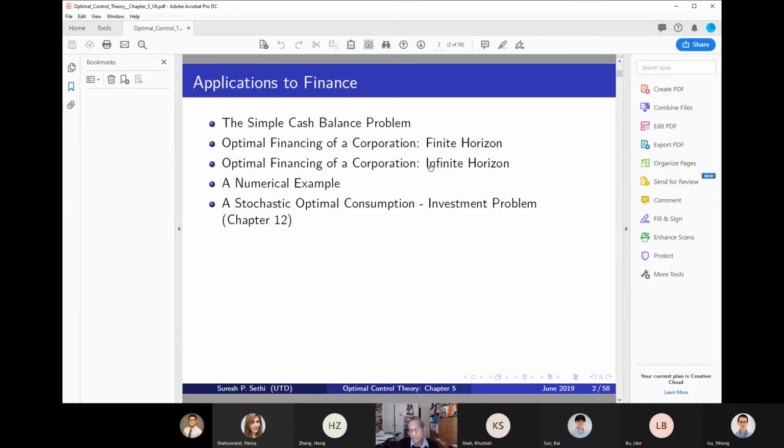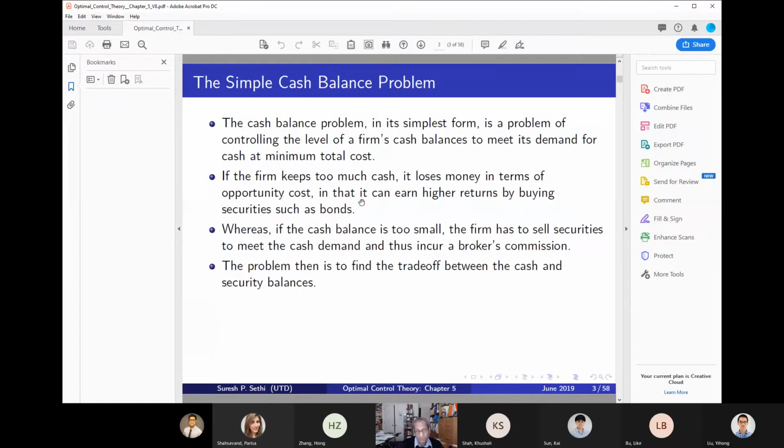It's a deterministic problem, and finance had deterministic problems in the earlier literature when people did not know how to deal with stochastic problems. So they limited themselves to deterministic problems. And only much later did finance become stochastic, because economics was also very deterministic for a long, long time. And much of economics is still deterministic. But anyway, the cash balance problem is like an inventory problem.